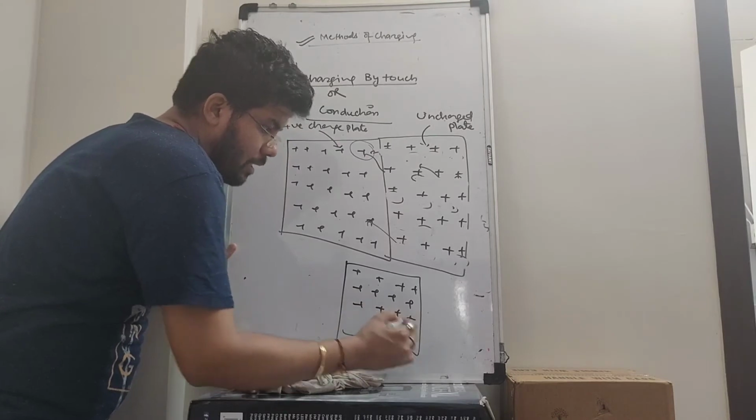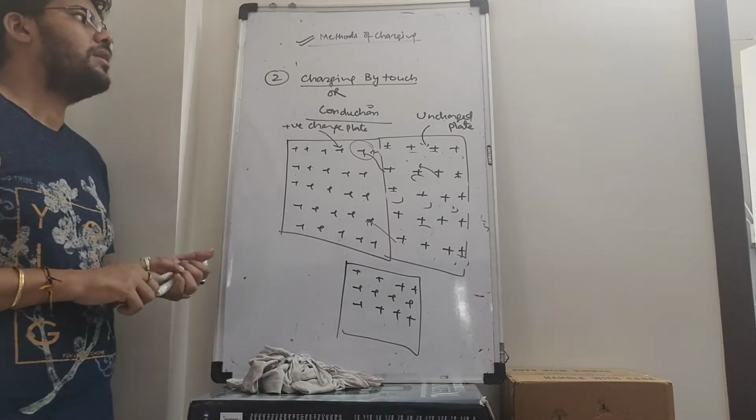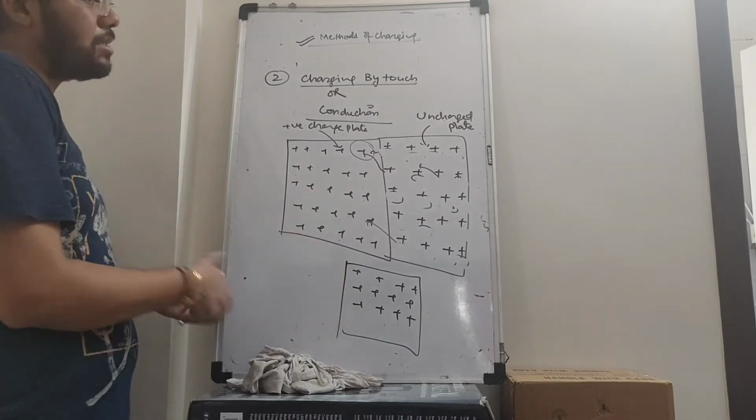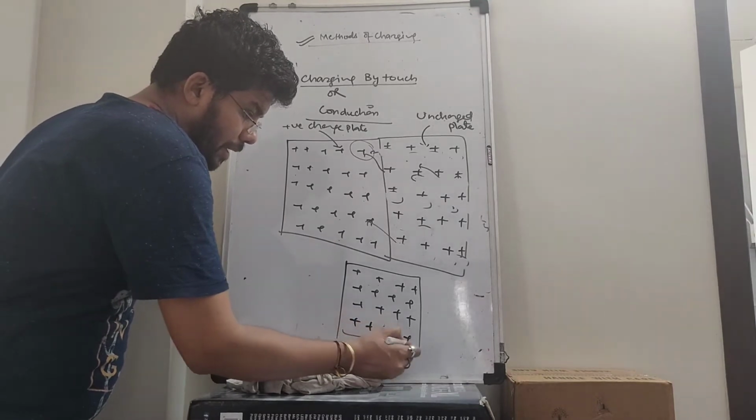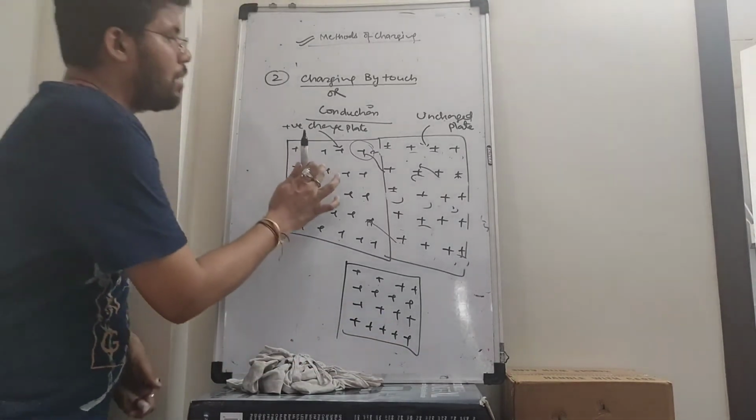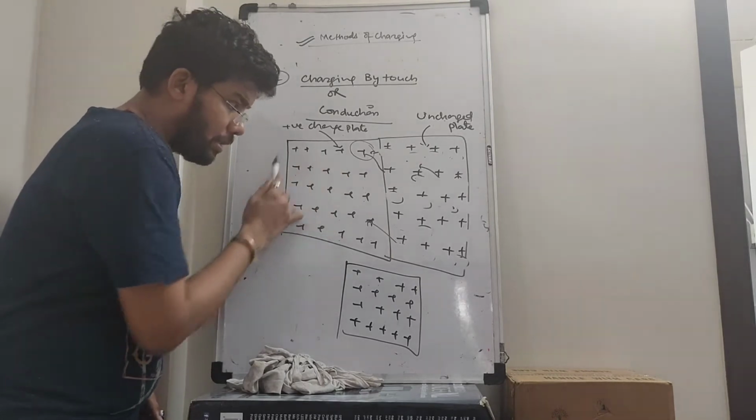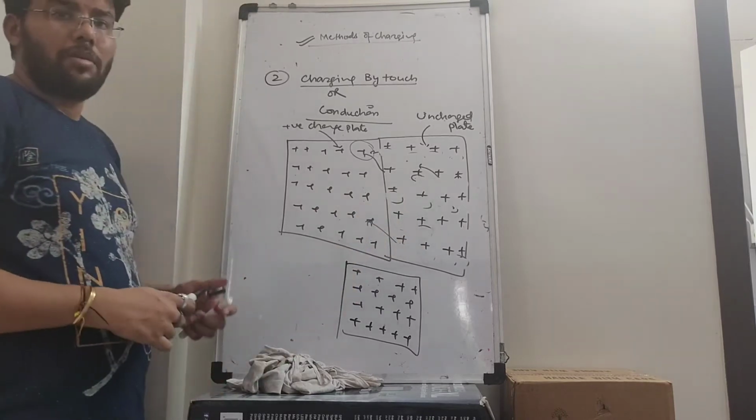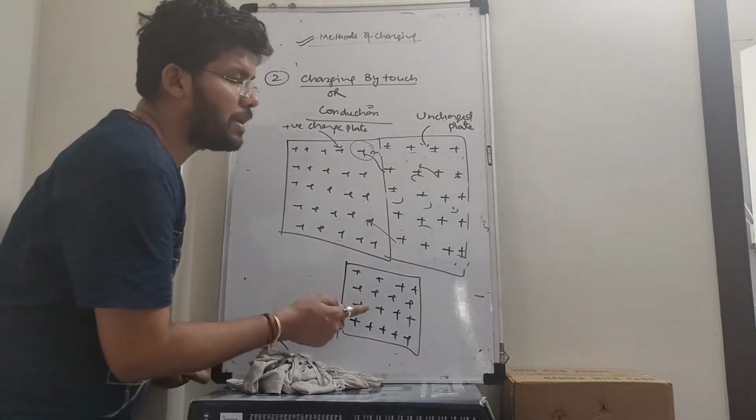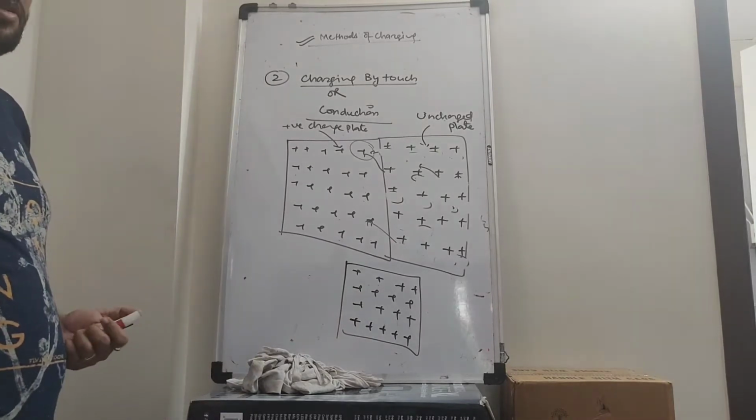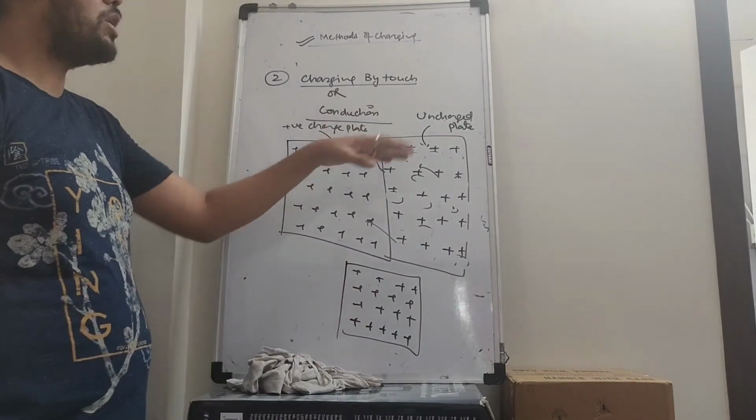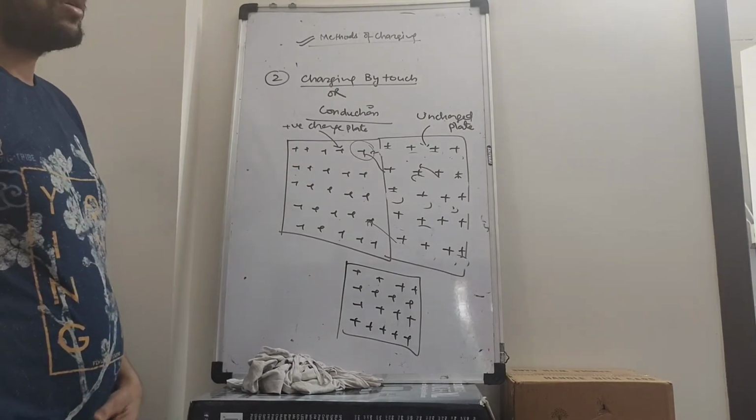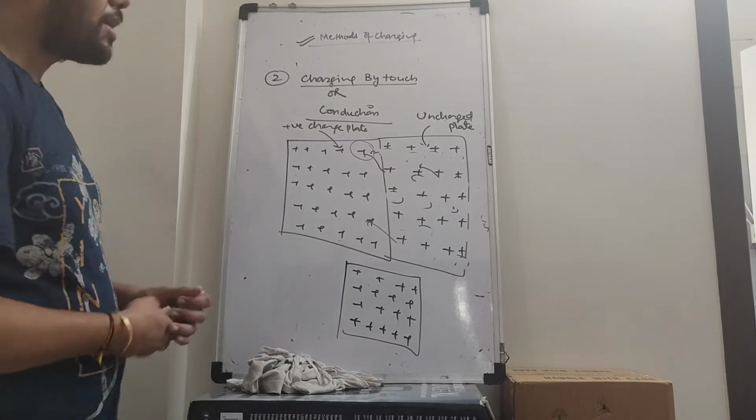So in the second method, that is the method of charging by touch, this uncharged body acquires the same charge as the charged body. Here, what charge did the charged body have? This metal plate was positively charged. As we placed this positively charged plate near this uncharged metal plate, the uncharged plate also becomes positively charged. So the same charge will appear on the uncharged system. So that is the method of charging by touch, also known as conduction.